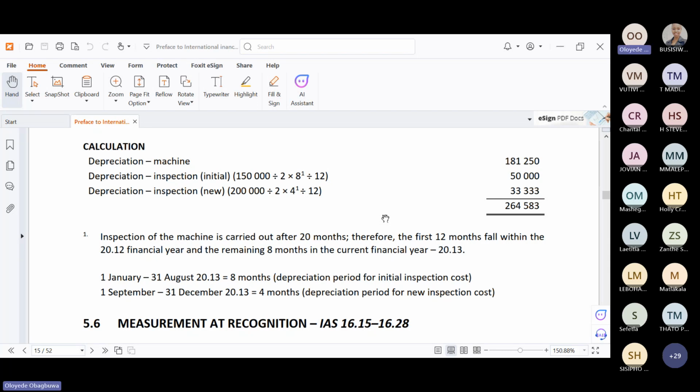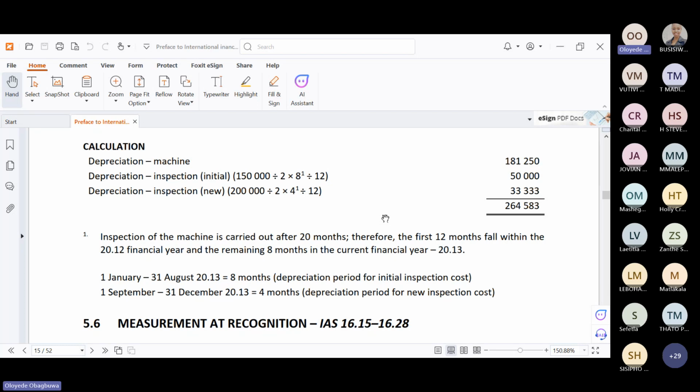The initial inspection depreciation is 150 divided by 2 multiplied by 8 months. Because part of the initial inspection of 150 has been fully depreciated, 75% has gone. The other 75% now is no longer covered for 12 months. It will only cover for 8 months, which is when you calculate 150 divided by 2 times 8 months, or 75 times 8 divided by 12, will give you 50.